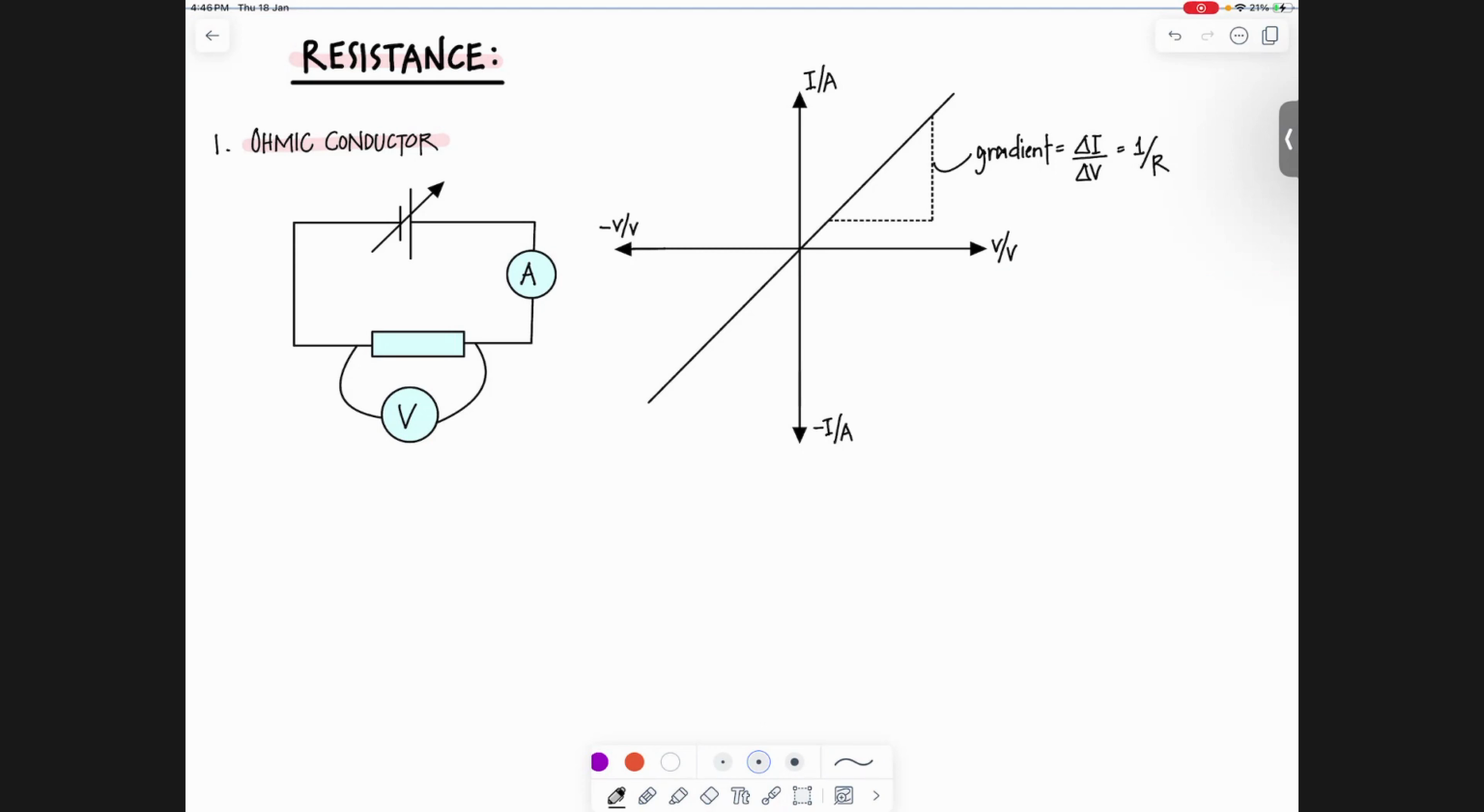Otherwise, if you keep them on, the battery drains, heat increases, resistance changes, and it's a new circuit a minute later. Everything changes. Okay, so yeah, just make sure you do that.